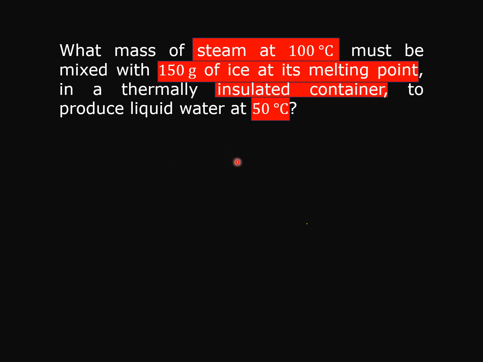There are two types of substance in the system. One is the steam, another one is the ice. For the steam, the initial temperature is 100 degrees C. And for the ice, the initial temperature is 0 degrees C, which is the melting point for the ice.